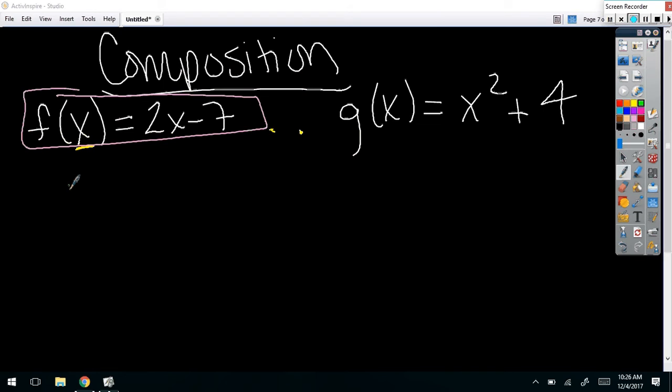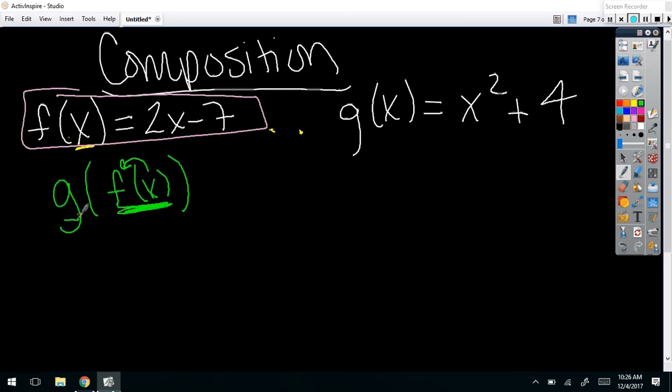Let's say I asked you what is g of f of x. So you do x to the second plus 4 and 2x minus 7. You have to replace all the x's in f. That's already there. So this time all the x's in g are getting replaced with f of x. Do you agree with that? What is g? G is x squared plus 4. Everywhere there's an x.